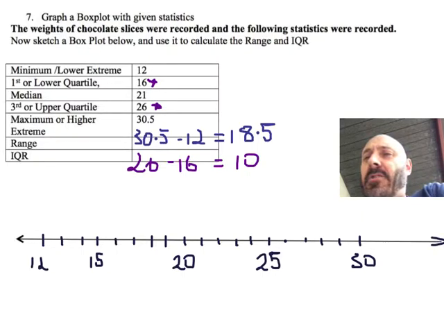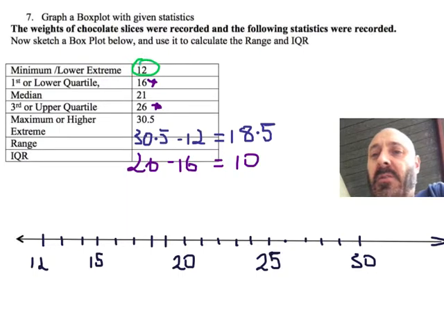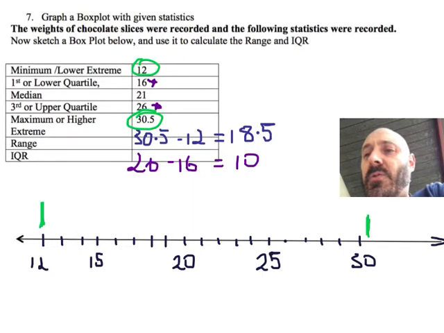And the first thing I notice is that my minimum is 12, and my maximum is 30.5, so I want to do 12, 13, 14, 15, 16, 17, 18, 19, 20, and yours will be better than mine. 21, 22, 23, 24, 25, 26, 27, 28, 29, 30, and you've got the rest there. I've got a little arrow on that end. It should be there. And then I will consider the median, which is 21.